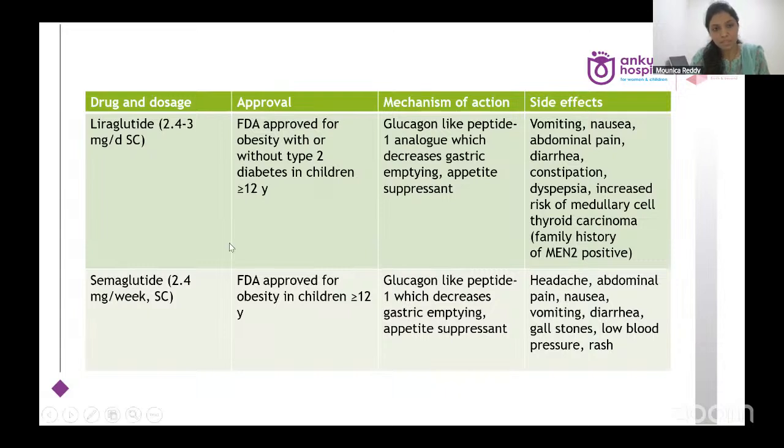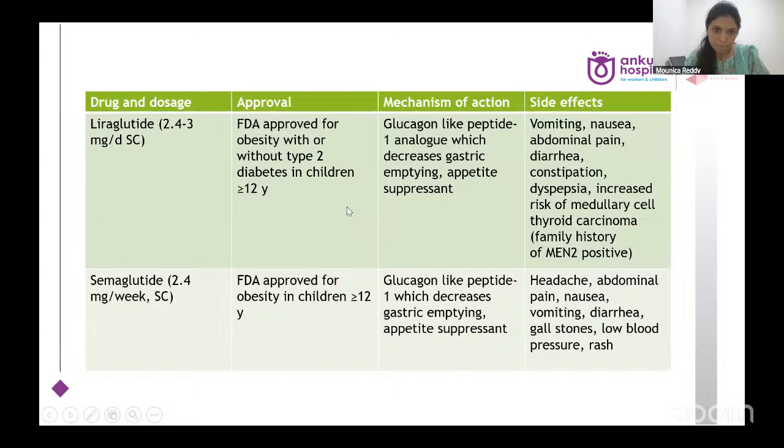So liraglutide and semaglutide both are approved for children who are above 12 years of age. Liraglutide is given as a daily subcutaneous injection. Semaglutide is given as a weekly subcutaneous injection. And they do come with their set of side effects, such as gastro side effects like vomiting, nausea, abdominal pain. And especially with liraglutide, there can be increased chances of medullary cell thyroid carcinoma as per the literature.